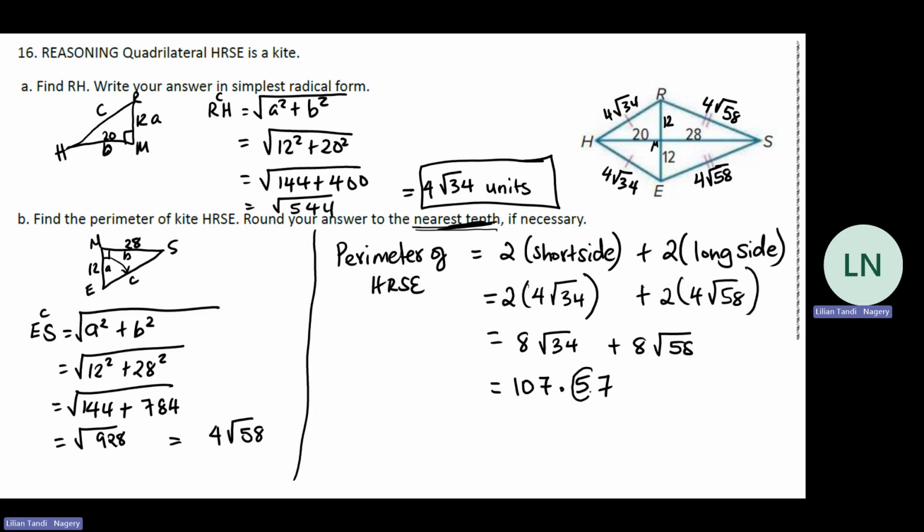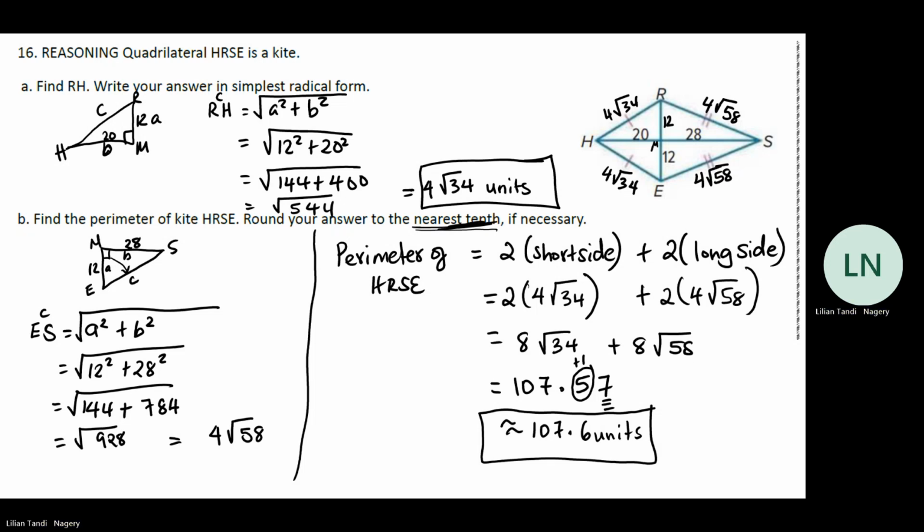So we will circle the digit in the tenths place. We'll underline the digit in the hundredths place. We ask ourselves, is the digit in the hundredths place 5 or more? If it is 5 or more, we increase the digit in the circle by 1. So our answer is approximately 107 6/10 units. And we box our answer. Okay?